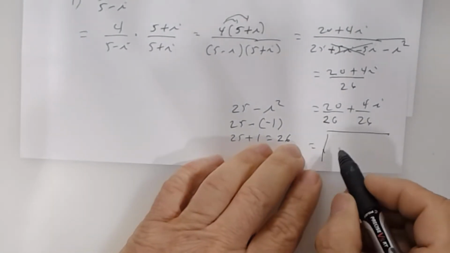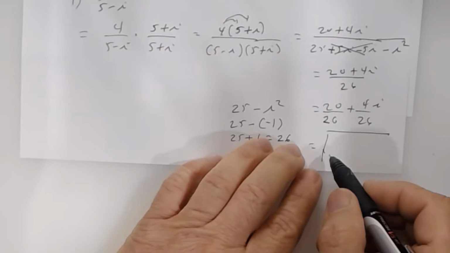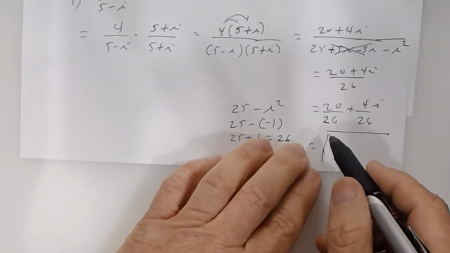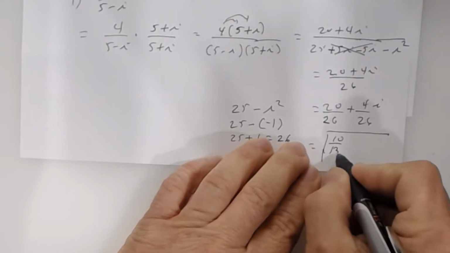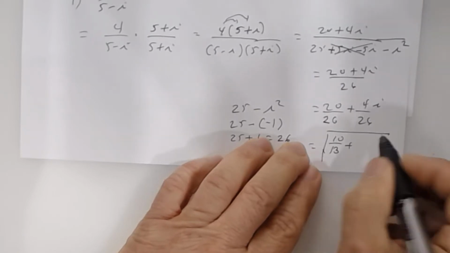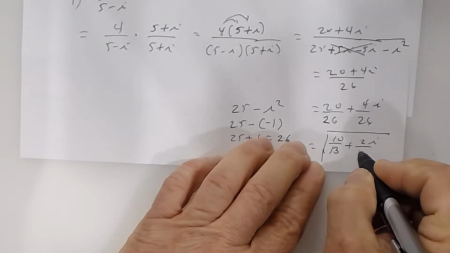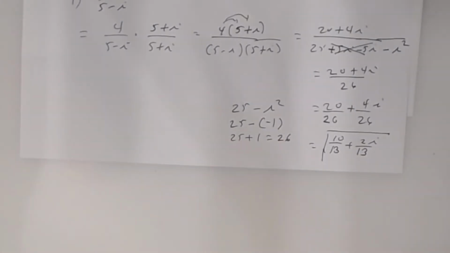What's 20 over 26 reduced? They're both divisible by 2, right? So that's 10 over 13. And then 4 over 26, both divisible by 2, so that's 2i divided by what? 13. So there's your answer. So standard form, a plus bi. What's a for your answer? What's the real part? 10 over 13. What's the imaginary part? 2 over 13. No, i is just what? 2 over 13. Okay, all right, let's do another one. Okay, so look at number 2.